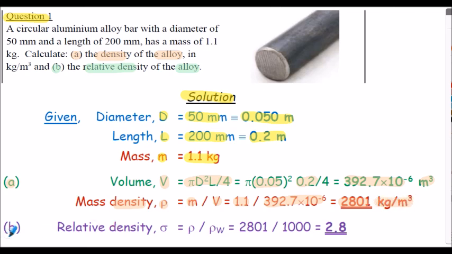Part B, to find the relative density, we just simply divide the mass density by the density of water. So relative density is the density of the aluminium alloy divided by the density of water. So 2,801 divided by the 1,000 kilograms per metre cubed for fresh water. So the relative density is 2.8.